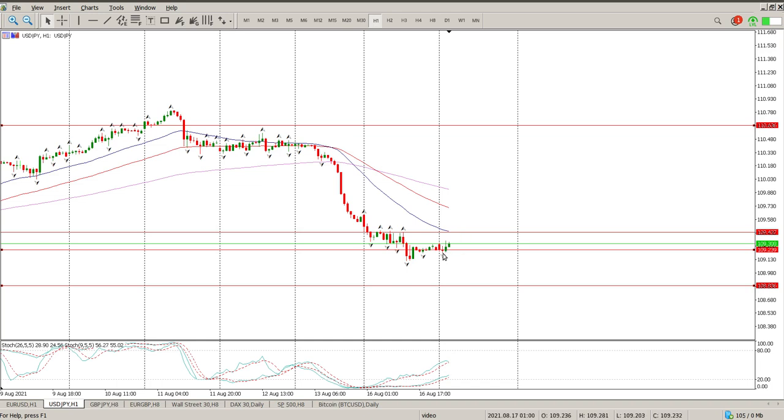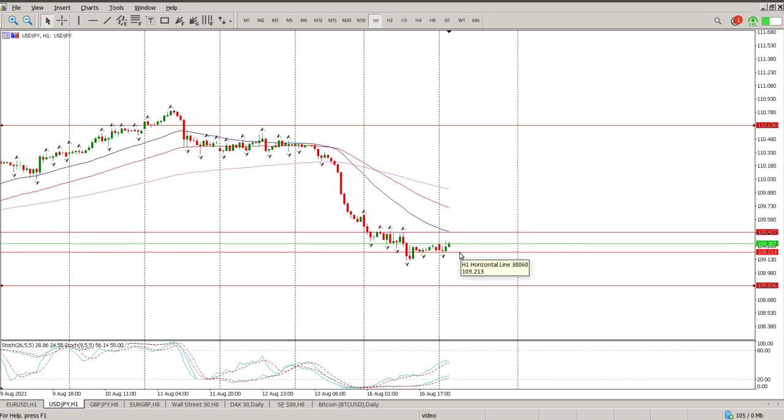If we drop below, and this is not going to be an exact science, so you're going to have to be very careful with your price action, 109.213. If we break below that and come back and test it, then you're looking for this gap at 108.836.